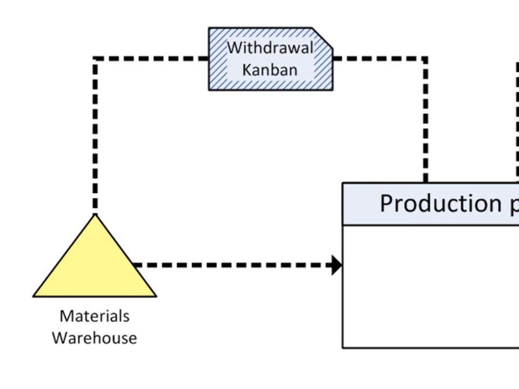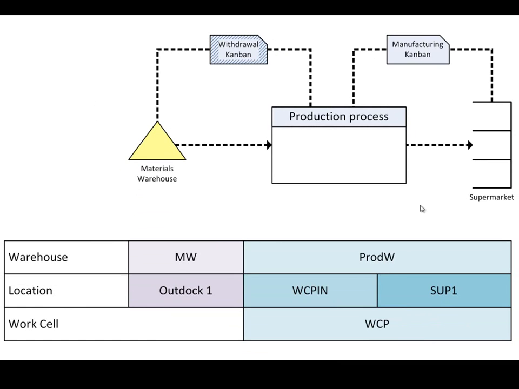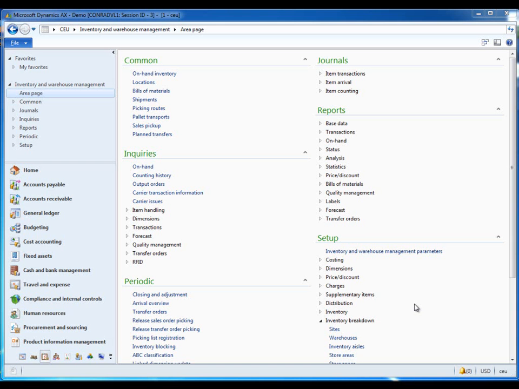The scenario is using two warehouses and requires 3 locations. The material warehouse MW using an output dock for the warehouse. The production warehouse ProdW using the location WPC as input buffer and the work cell Sub1 as a supermarket where the output of the work cell is buffered for consumption. Let us assume that all warehouses are located on site 1.